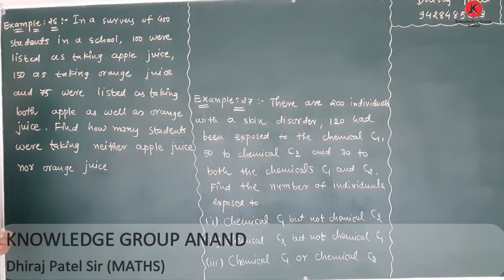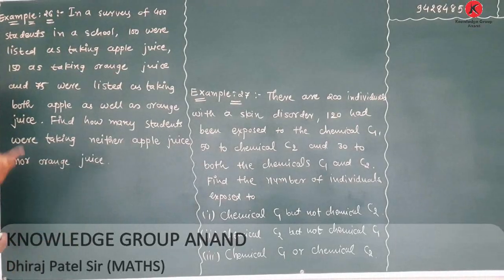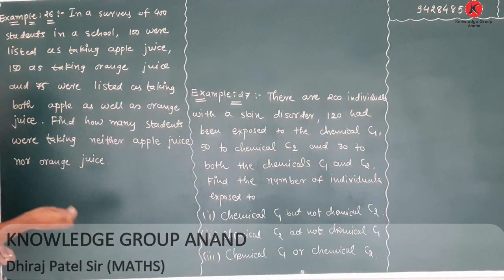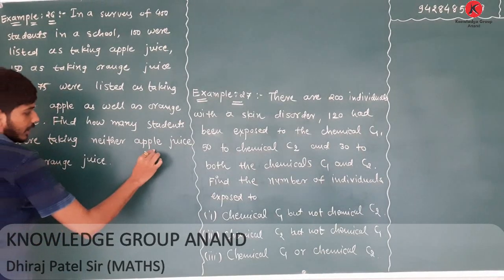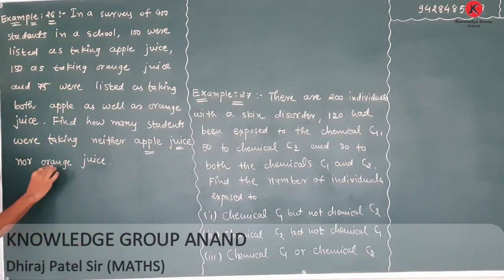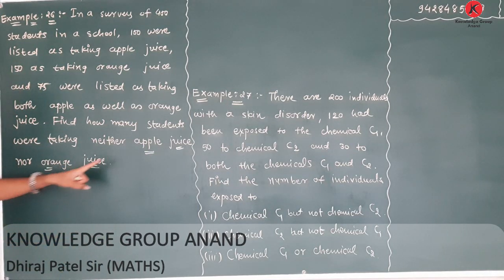Not the union of apple or orange. It is the elements of the universal set, the total number of elements of the universal set. First of all, I am taking the sets which represent apple juice and orange juice. I am taking set A, capital A, for apple juice and set capital O for orange juice.